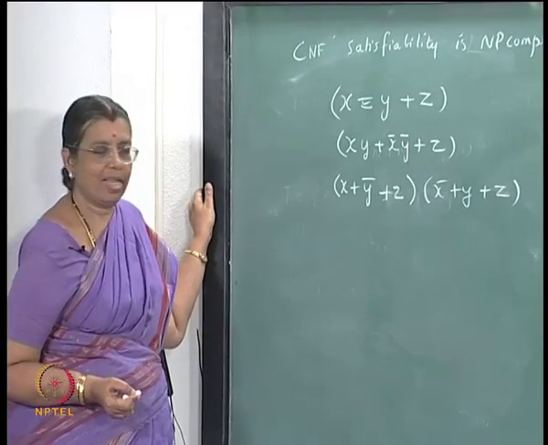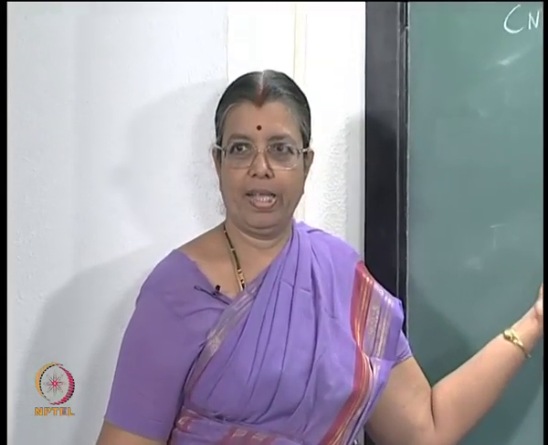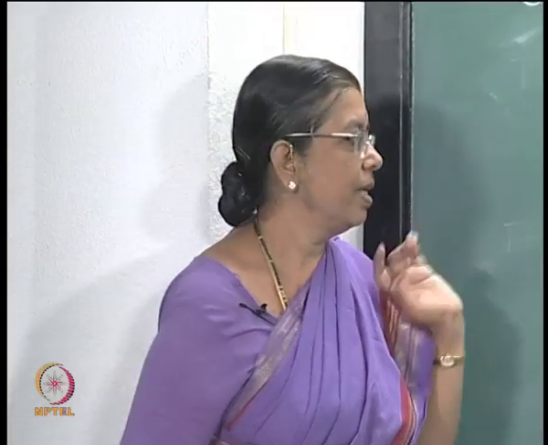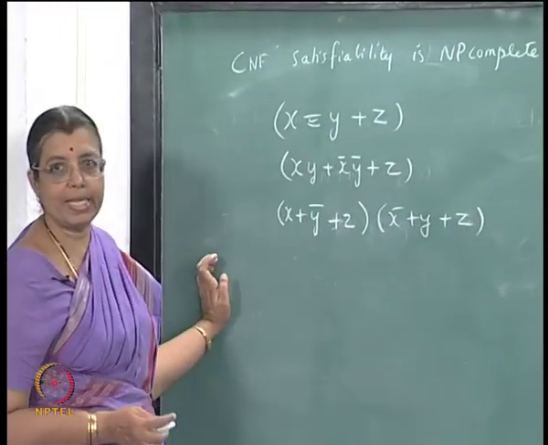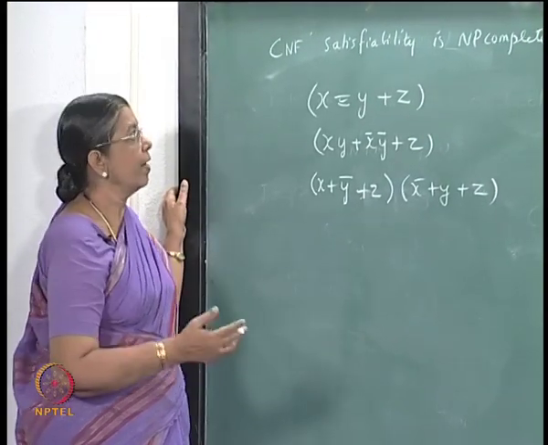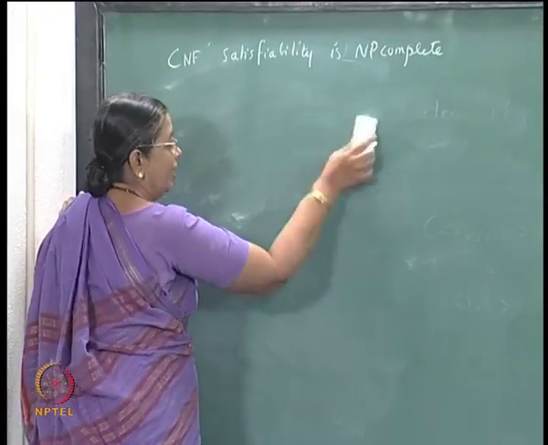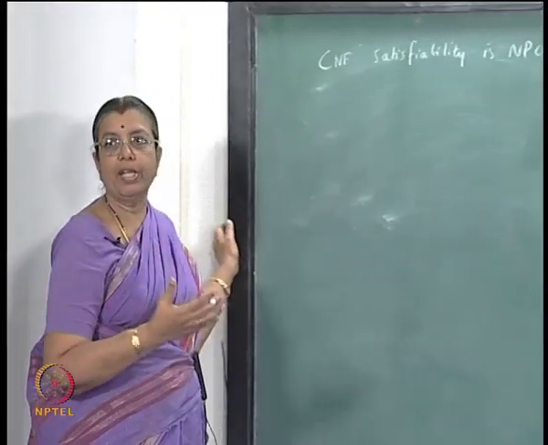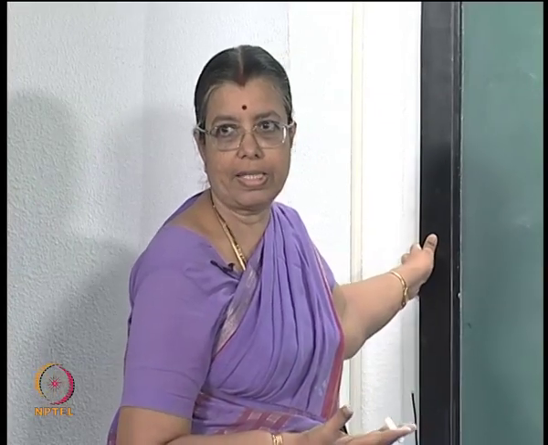Convinced? Expand and see. This is equivalent to this, and this is in CNF, right? So each factor in the expression D, you can bring it to CNF. Everything you can bring to CNF, and the time taken to do that is not too much. When you bring it to CNF, the length will not increase too much, is it? It will increase only by a linear factor or by a constant factor.